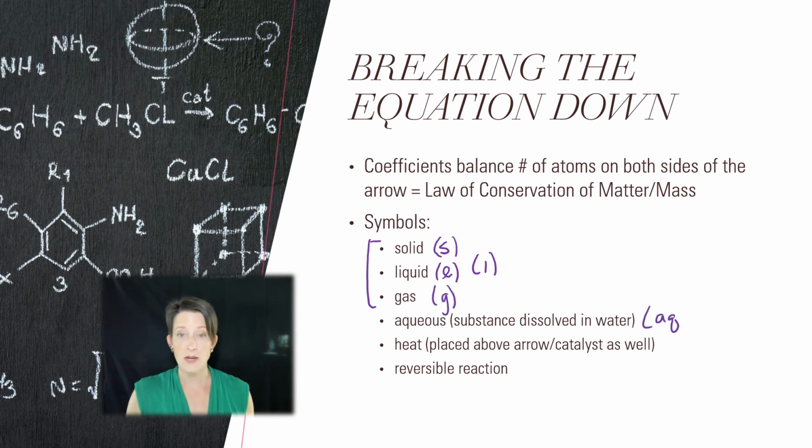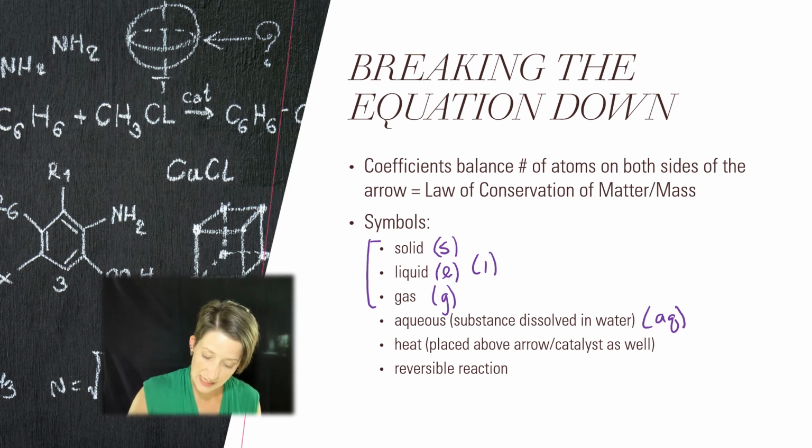aqueous. Now aqueous is a substance that gets dissolved in water so that it can react. We can use water to allow ionic compounds to become ions, because ionic compounds only react in their ion form. They cannot react in their solid state. Or we use it to dilute a substance to make it not as strong or as concentrated.